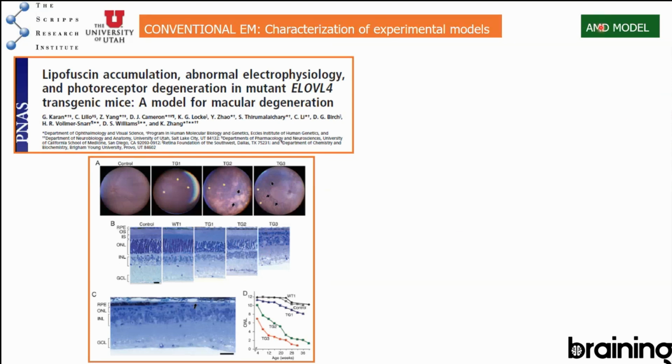AMD is a retinal disease, age-related macular degeneration. And we wanted to characterize this experimental model, and we wanted to know if it was a good model for AMD. In some of the findings that we got in the retina, there was accumulation of lipofuscin and so on. But at this level, you can find some things, or describe some of these defects. But the EM level can tell you a lot more.